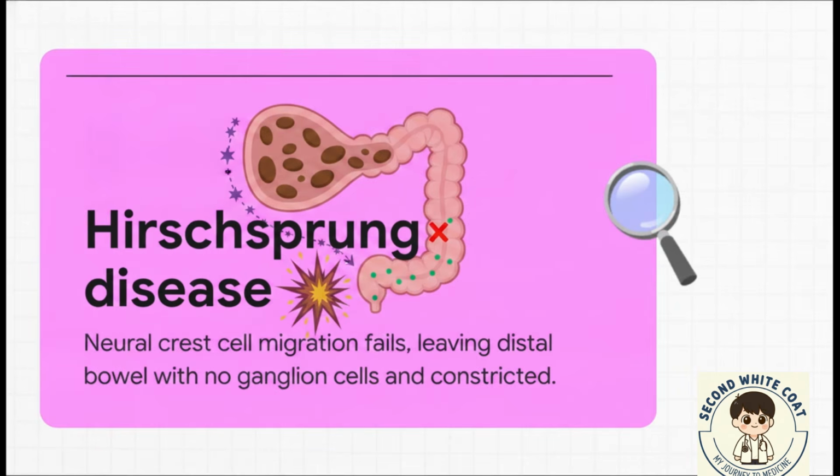This explosive presentation is the absolute hallmark of Hirschsprung disease. Here's the underlying pathophysiology. As a fetus develops, neural crest cells are supposed to migrate all the way down the bowel to become enteric ganglion cells, which are the cells that tell the bowel how to relax. In Hirschsprung, that migration stops prematurely, so the very distal end of the bowel has 0 ganglion cells. It literally cannot relax. It just stays tightly constricted.